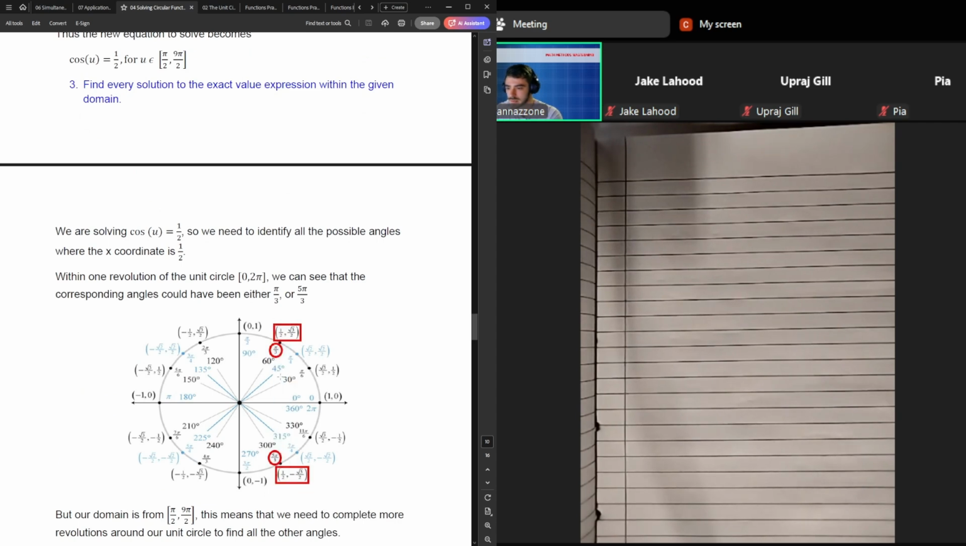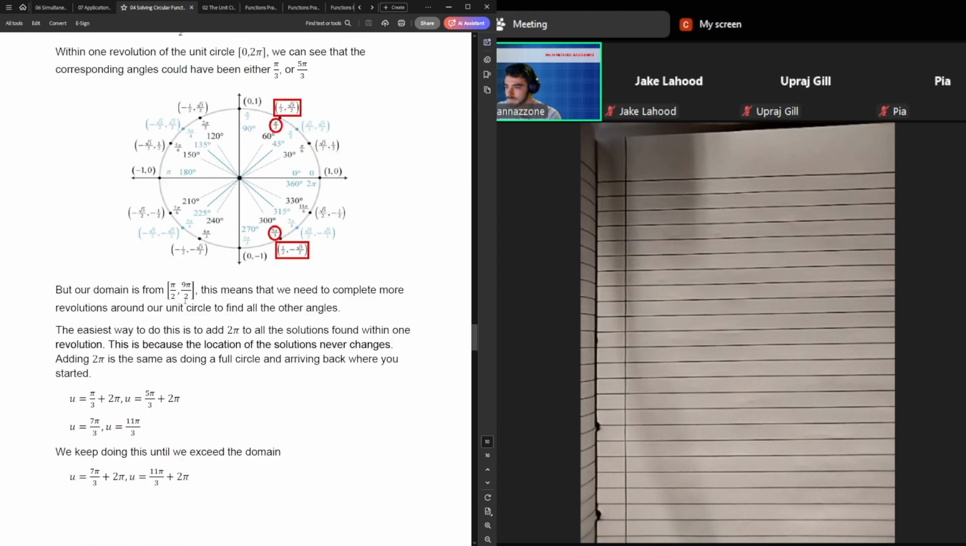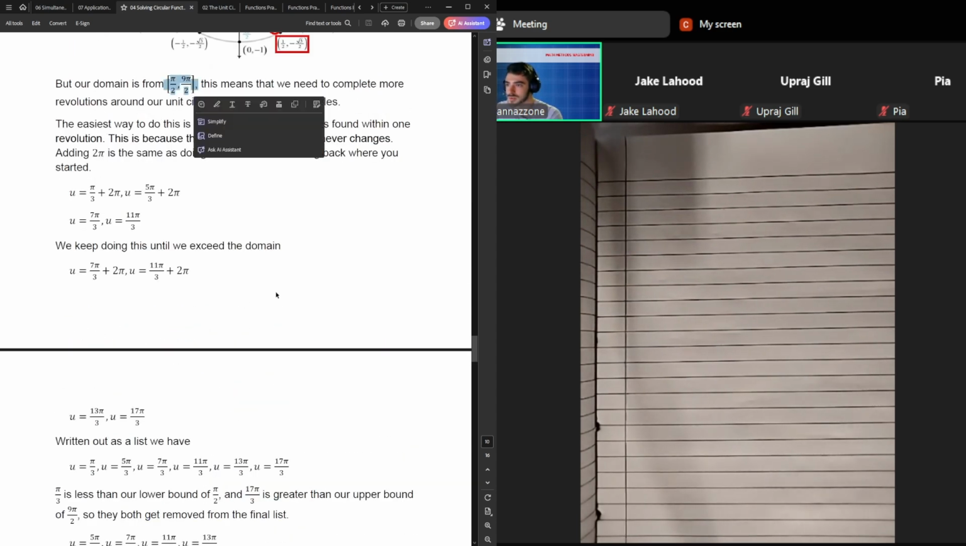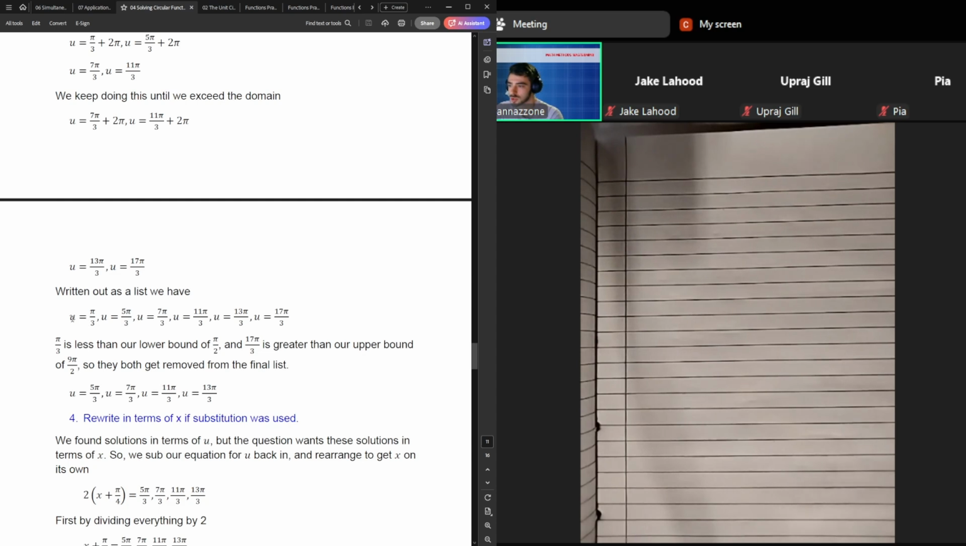Cosine equals 1/2 there. These are your two coordinates, and you're simply going to add 2 pi repeatedly until you get through the full domain, which is from pi/2 to 9 pi/2. If you repeatedly do that over and over again, you're going to get this big list of u values. From there, you're going to consult your domain, so ours is from pi/2 to 9 pi/2. You want to make sure that everything in this list is within that domain.